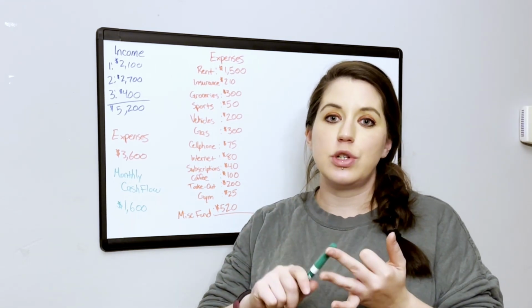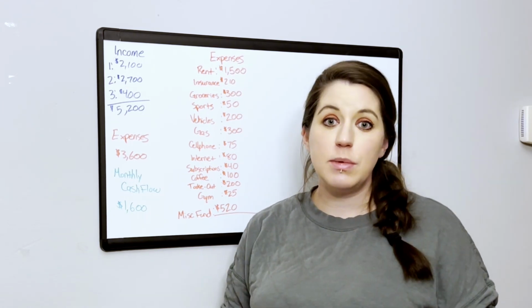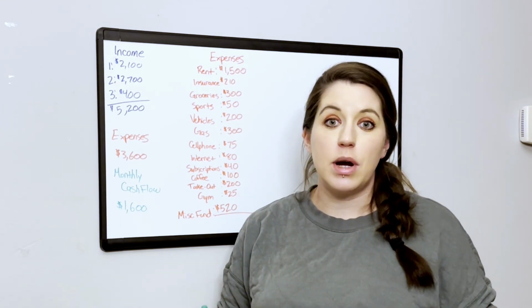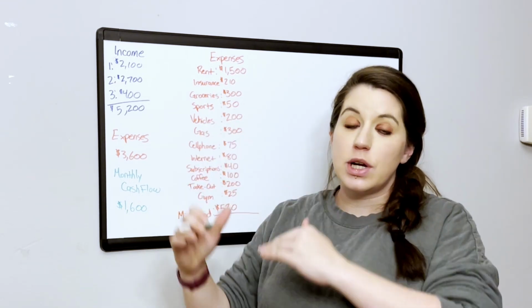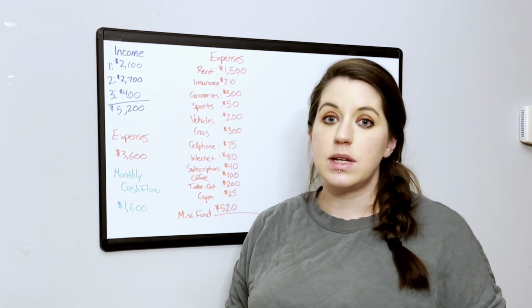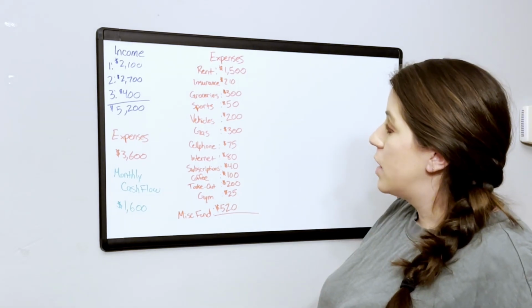So plan, do, check, adjust, and you should be doing that at the end of every single month, just to make sure that you are living within your means, your monthly cash flow is staying a positive number, and you are adjusting any expense amounts that you need to be able to stay within your budget. So this is all a positive.